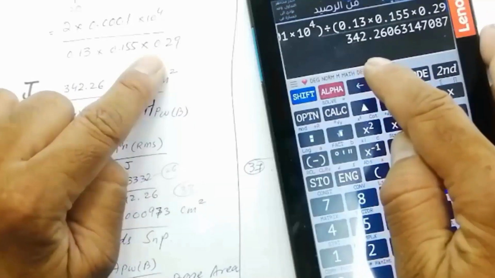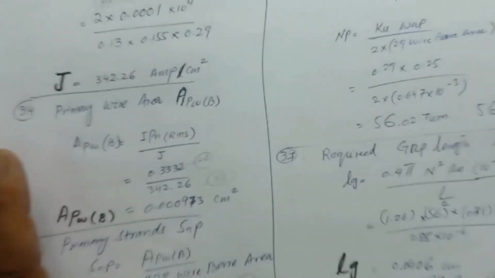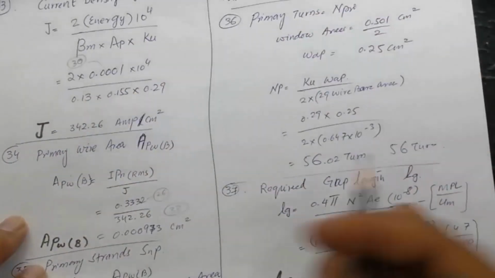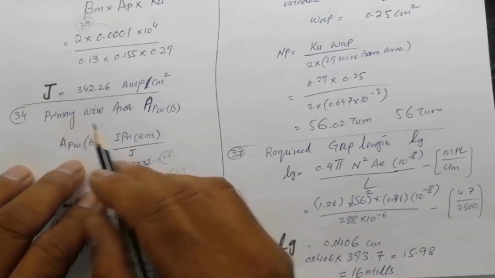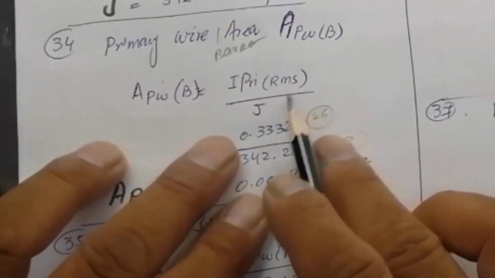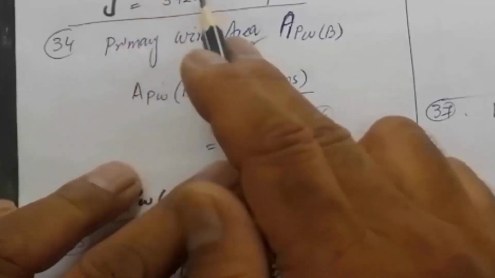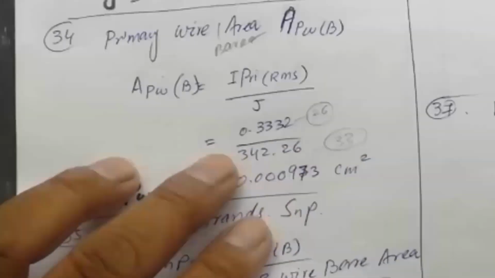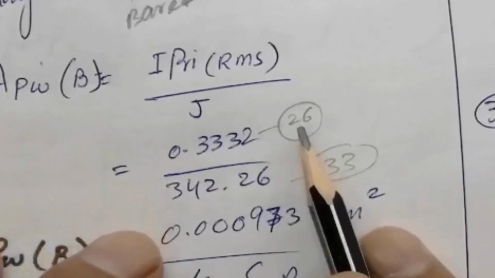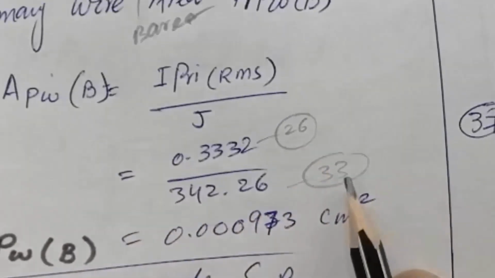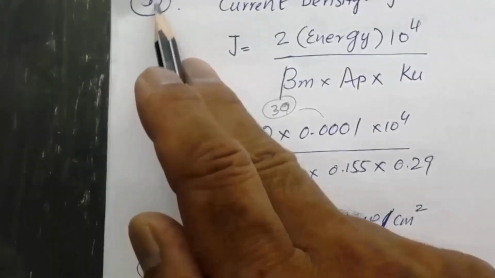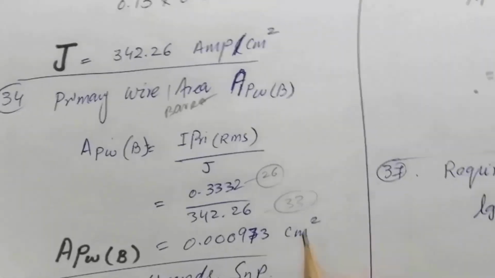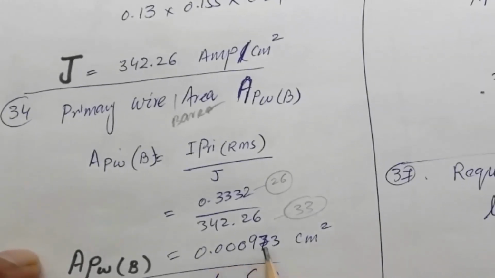It is 342 ampere per centimeter square. So this current density will be used in the complete calculations. Then we have to find the primary wire bare area: I primary RMS divided by J. J is the current density, which we calculated in step number 26. This is step number 33. Every step is mentioned by numbers, so you can link back to where the calculation is. Its range will be 0.000973.